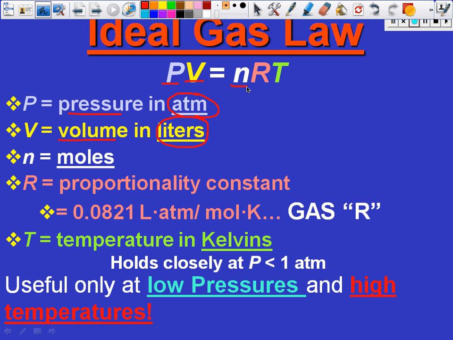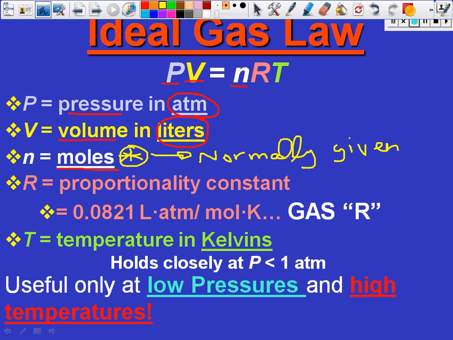N stands for moles. But here is the problem. We all probably realize that moles is very rarely given. So it's normally given in one of two ways. And again, you can write it above it, you can write it up beside it.